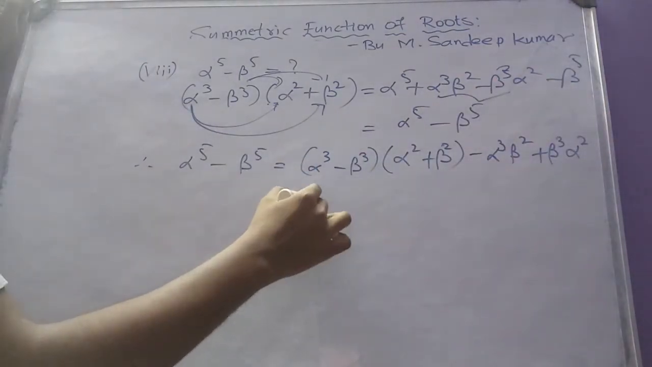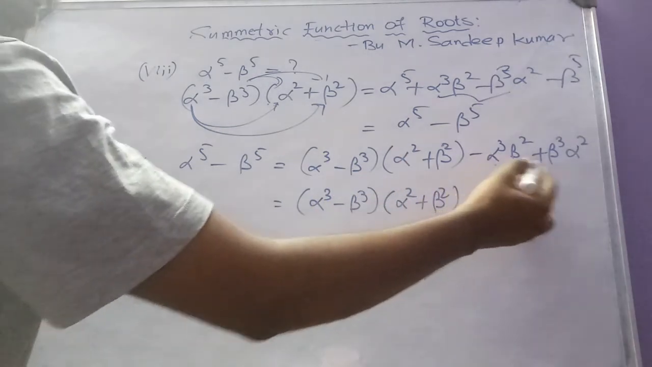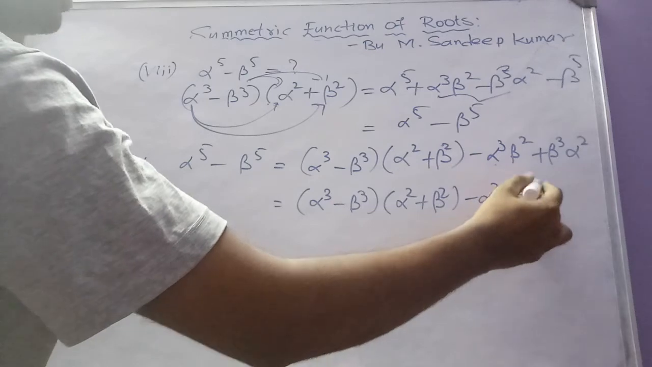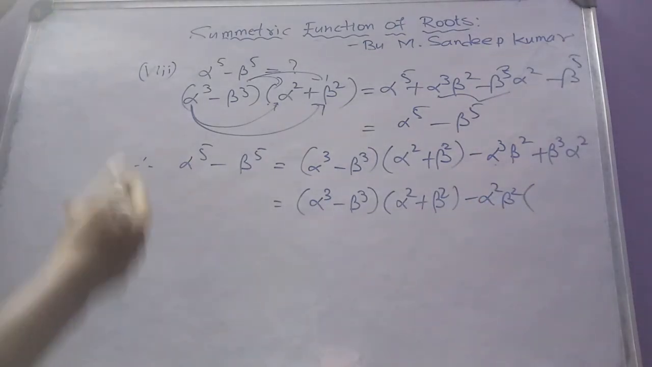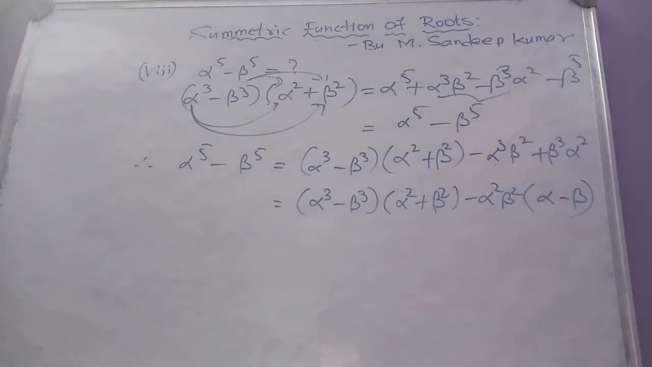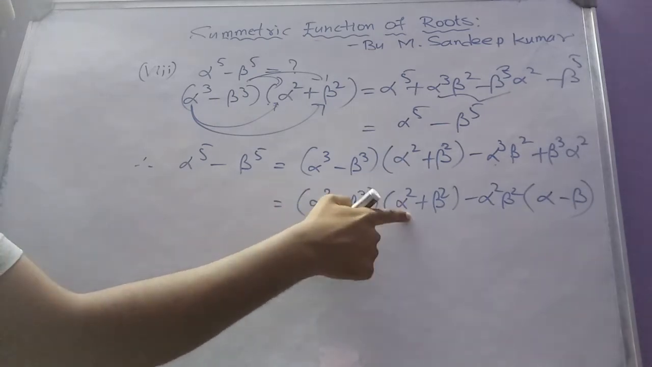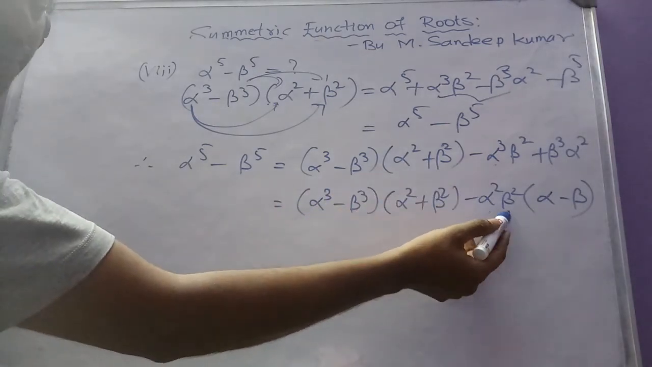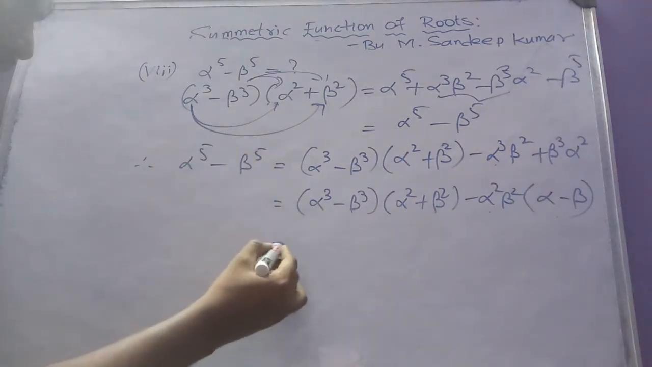So this means alpha cube minus beta cube into alpha square plus beta square. I can take minus alpha square beta square common. If I take minus alpha square beta square common, I will get alpha minus beta. Next, substitute the values of the formula of alpha cube minus beta cube, then alpha square plus beta square, then alpha square beta square, and alpha minus beta. Substitute it and expand it. Certainly you will get this.